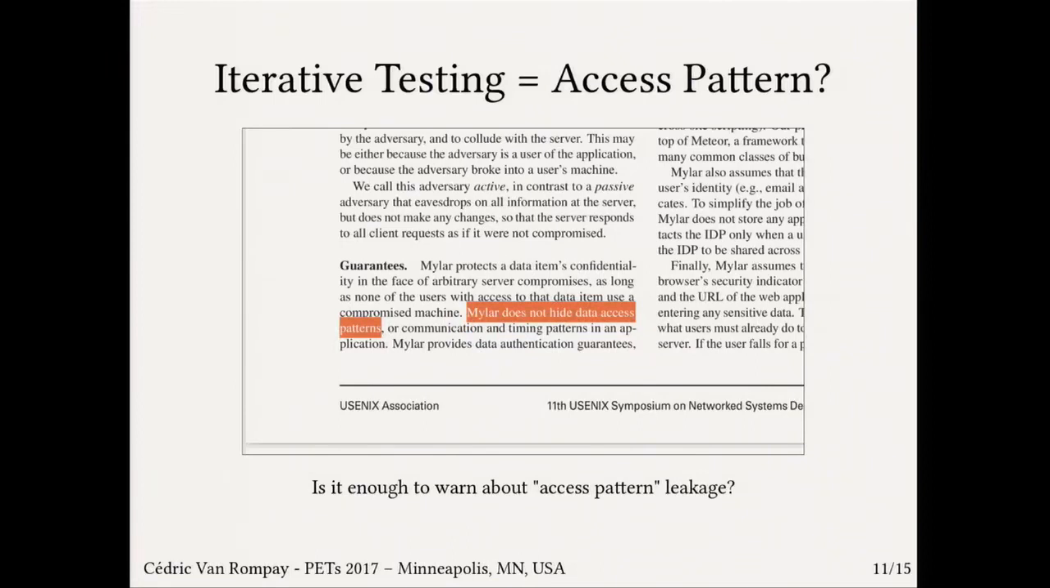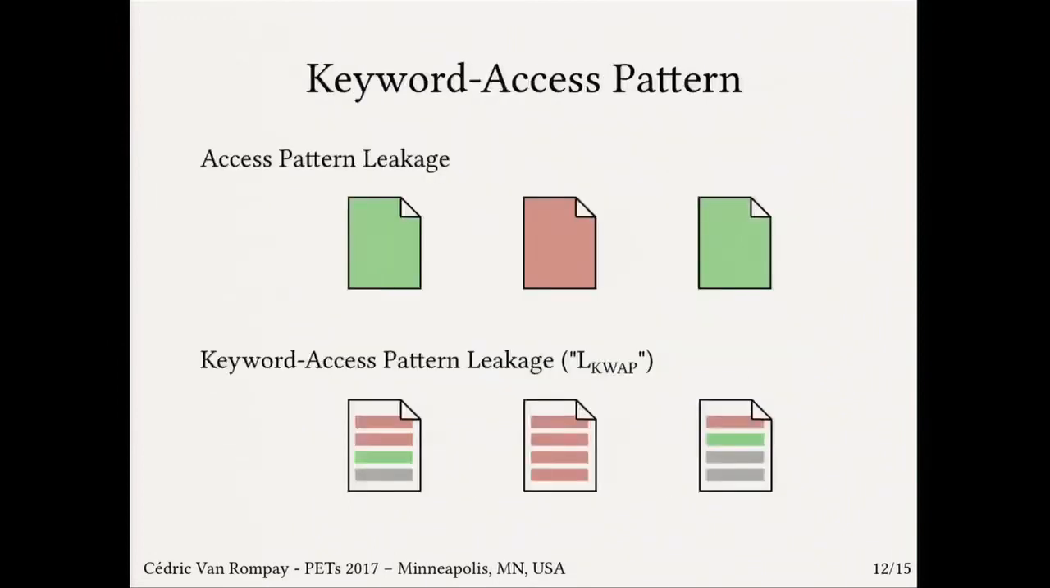Here you can see that in the paper of Mylar, the system we attacked, the authors acknowledge that their scheme does not hide the access pattern. Now, all the state-of-the-art protocols in searchable encryption do leak the access pattern. So it makes Mylar seem pretty secure. But we show that the leakage induced by iterative testing is much more dangerous than leaking no more than the access pattern. So it makes this statement a bit misleading.